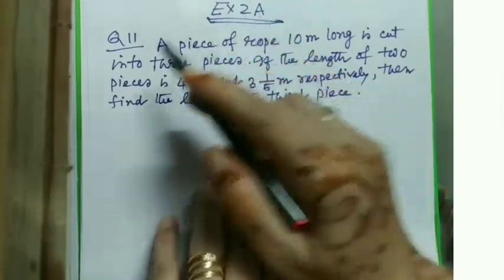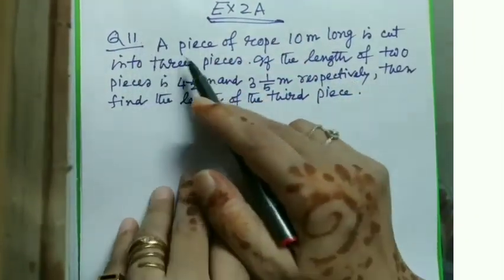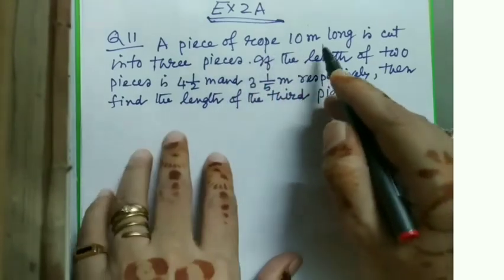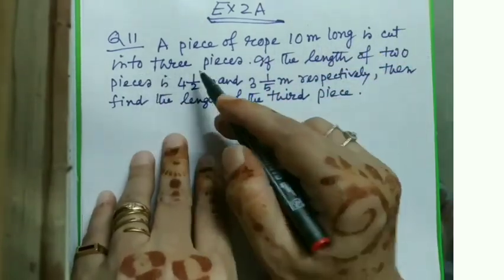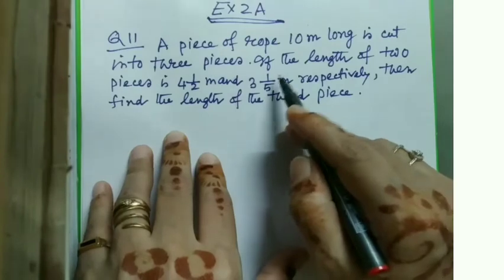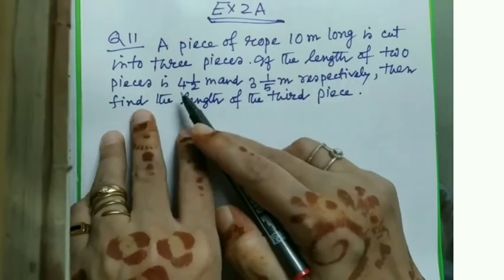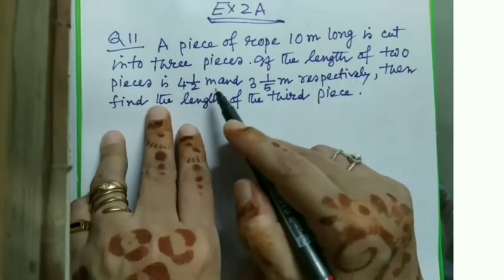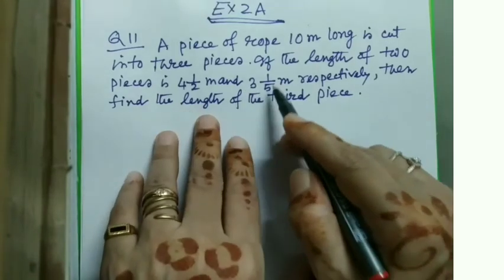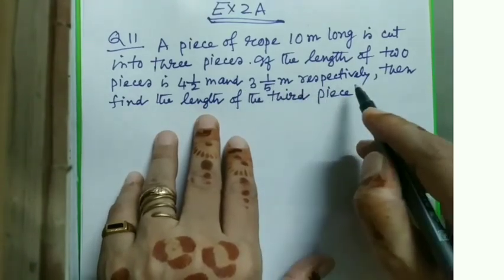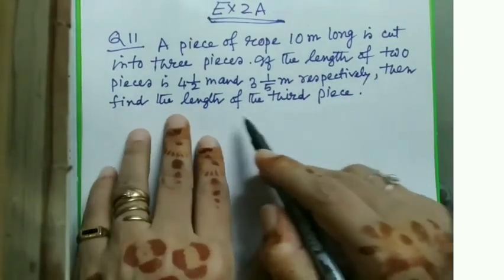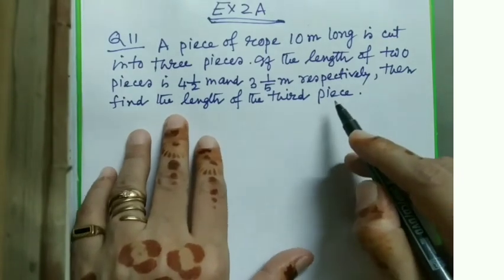Exercise 2A, question number 11. A piece of rope 10 meter long is cut into 3 pieces. If the length of 2 pieces is 4 1/2 meter and 3 1/5 meter respectively, then find the length of the third piece.